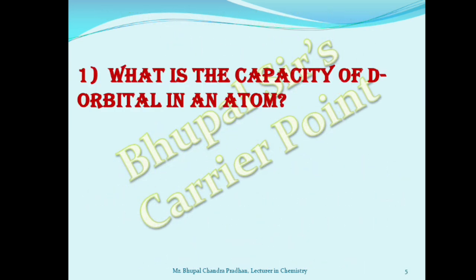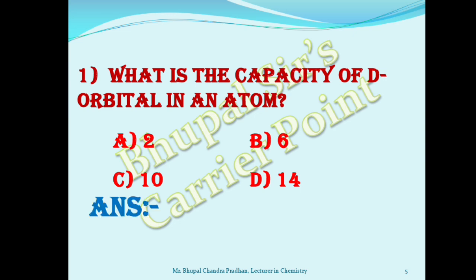Let's come to the first question. What is the capacity of d orbital in an atom? Option A 2, option B 6, option C 10, option D 14. Which is the answer? Capacity of d orbital in an atom.